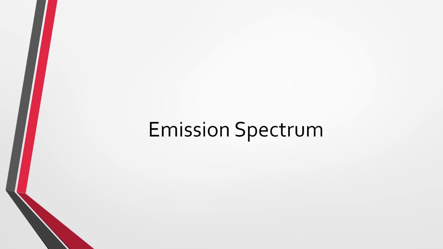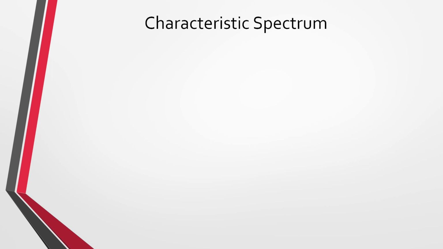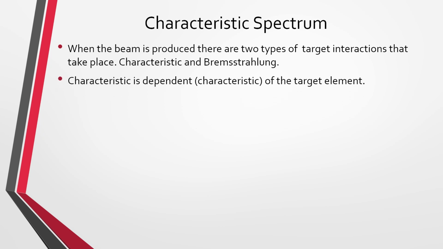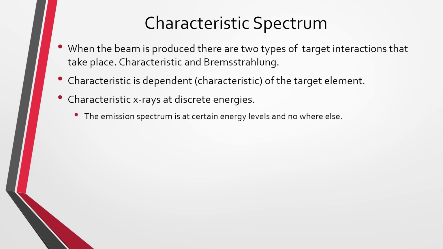We'll move on and we'll talk about the emission spectrum now. We learned that there are 2 different types of X-ray production, characteristic and Bremsstrahlung. Okay, so the characteristic spectrum, when the beam is produced, there are 2 types of target interactions that take place. Target is dependent, which is characteristic of the target element. So it depends what the target element's made from. We learned that in the last video. Characteristic X-rays are at discrete energies. The emission spectrum is at certain energy levels and nowhere else. So the emission spectrum of characteristic X-rays is at certain energy levels and nowhere else.